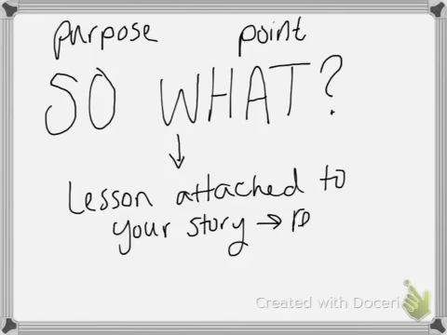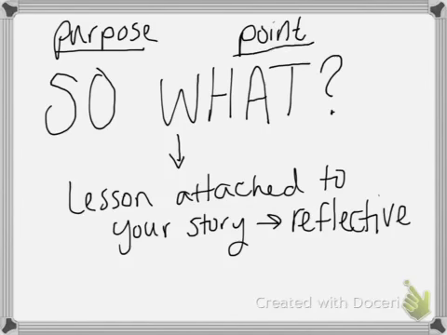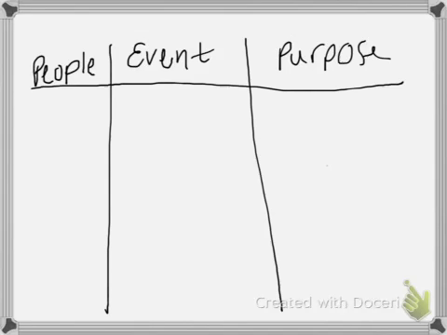You want to make sure that there is a reflective piece in your narrative. So at some point throughout your story, you want to make sure that you allow the reader to understand the purpose of your story and the point of your story. In other words, what did you learn from this event in your life? So you should draw the following chart in your writer's notebook to help you really understand what the purpose and point is of your narrative, the so what.